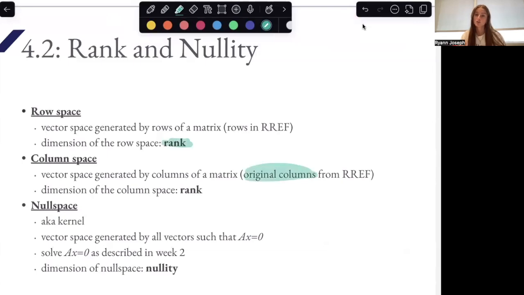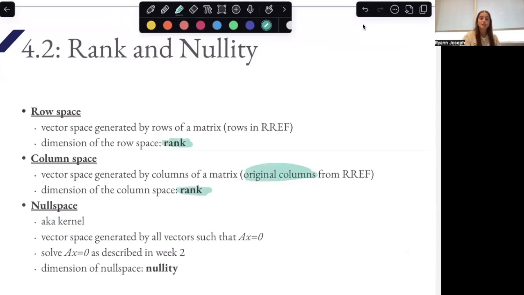You can't take the reduced row echelon form columns, because when we do these row operations, we do not preserve the linearity between the columns. We're doing row operations, so the relationship between the columns can change. So we can't take the reduced row echelon form columns. We have to figure out which ones are our pivot variables. Those tell us which columns are important, but then we have to take the original columns from the matrix. The dimension of the column space is also the rank.